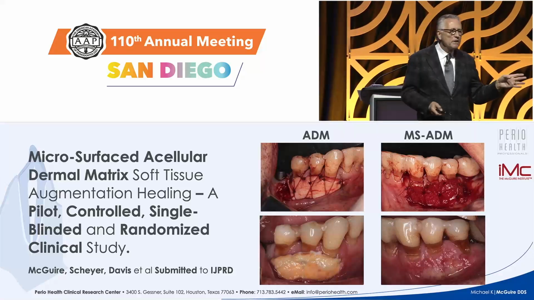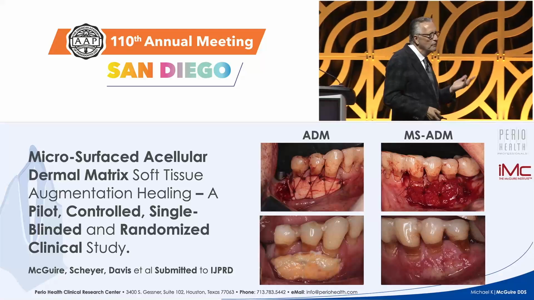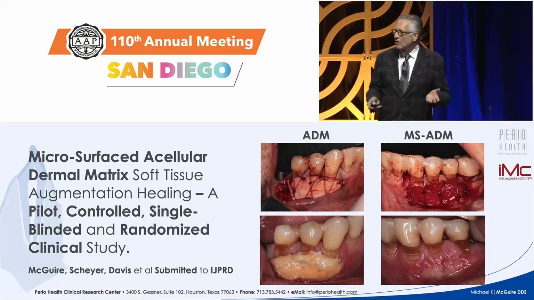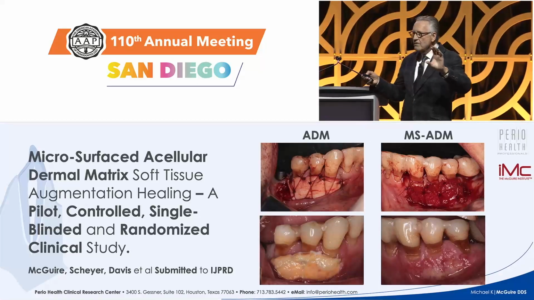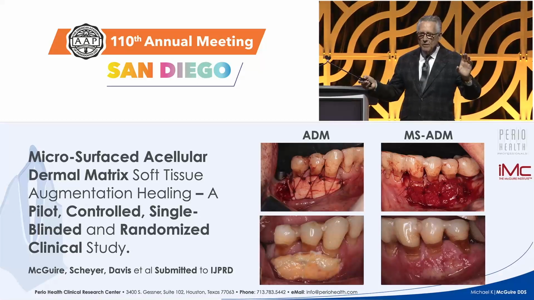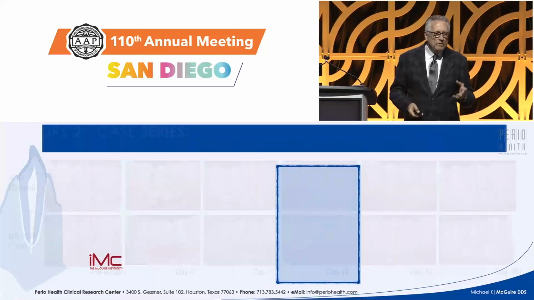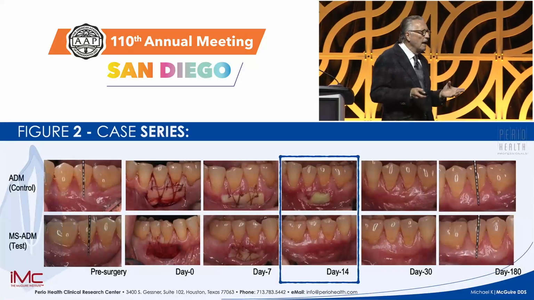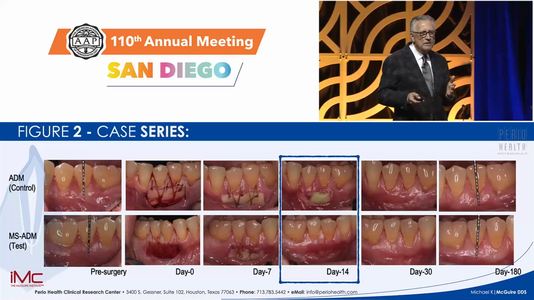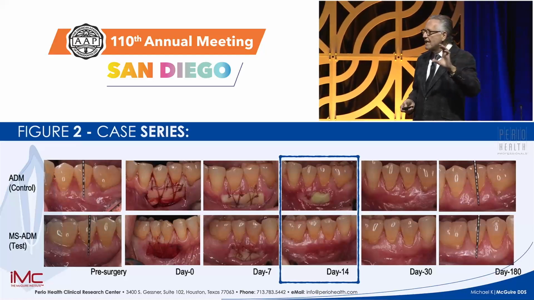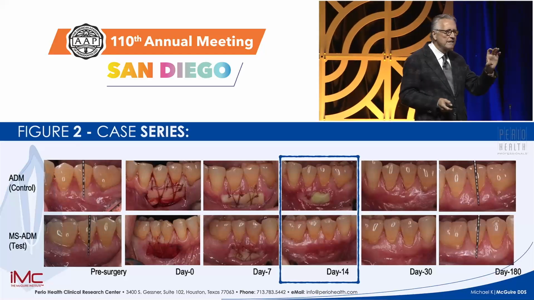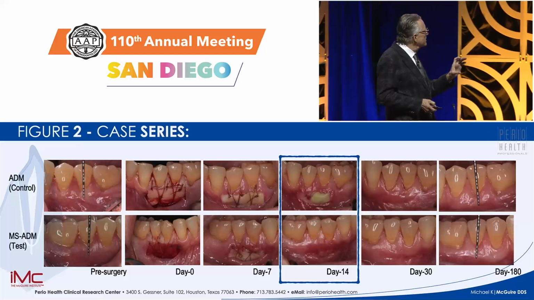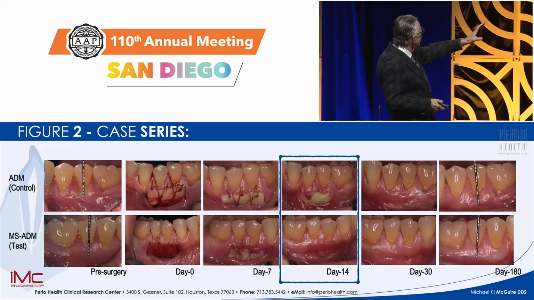It has been submitted for publication, so it's currently in peer review. Interesting study. We're looking at traditional acellular dermal matrix versus a new microsurfaced acellular dermal matrix. And a couple of interesting things in the pilot. This pilot only goes to 3 months, and the primary endpoint is 14 days because the sponsor was interested in what happens in early healing. And you can see dramatic change in early healing.